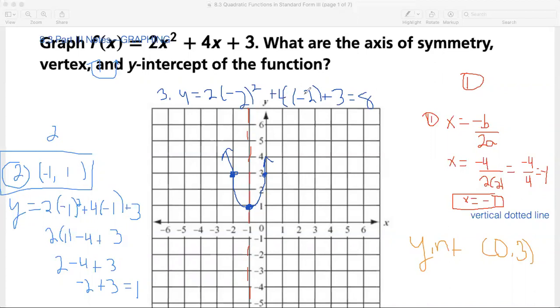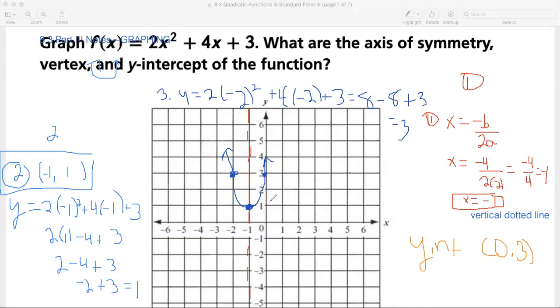Okay, and then 4 times negative 2 here is a negative 8. And then a plus 3. So 8 minus 8 goes away. That gives me just a 3. So when I plug in negative 2, I get 3. Again, you don't have to do this work up here. I was just simply proving to you that you get this perfect symmetrical parabola.